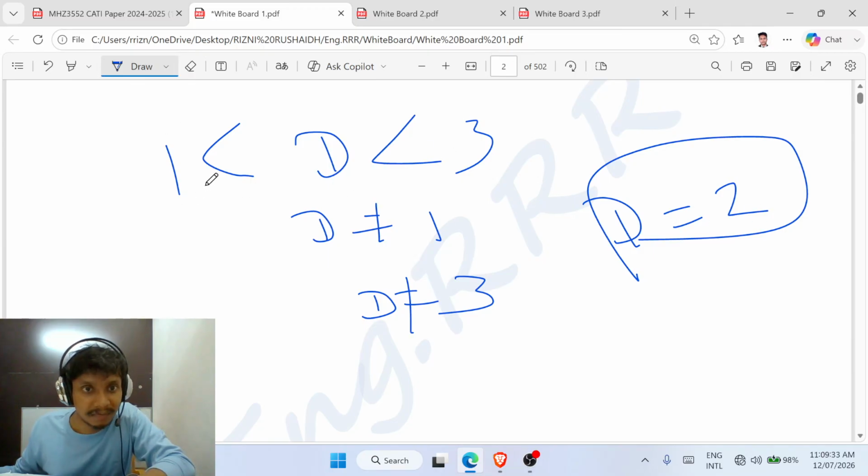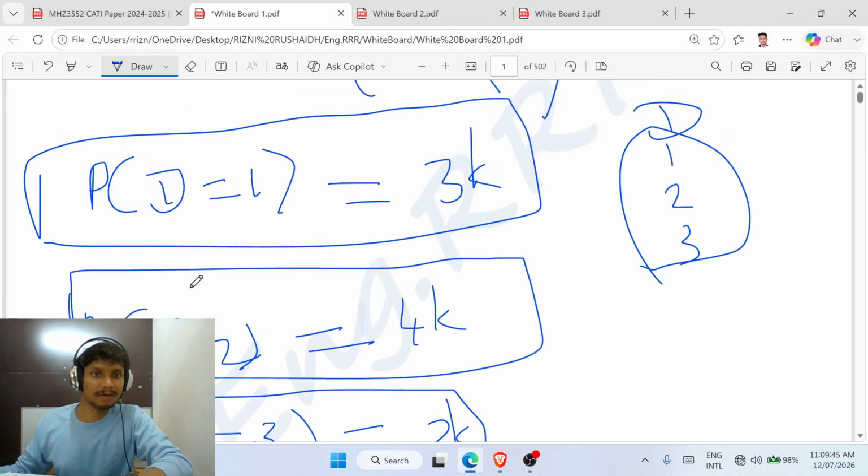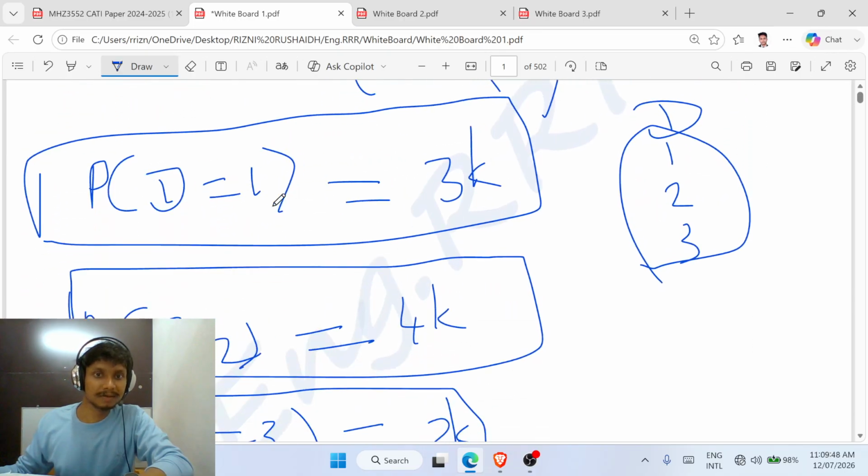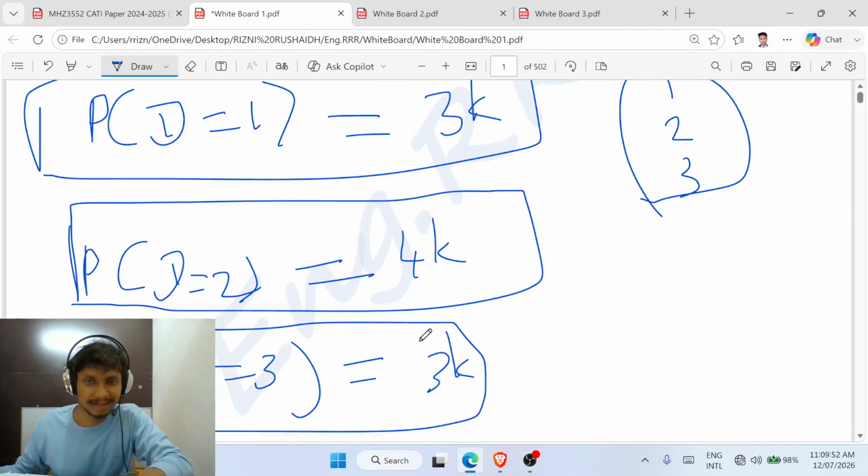But here 1 less than or equal to D less than or equal to 3. Therefore, D is equal to 1, D is equal to 2, D is equal to 3. Then we already know P for D is equal to 1, 3k. For D is equal to 2, 4k. For D is equal to 3, 3k.